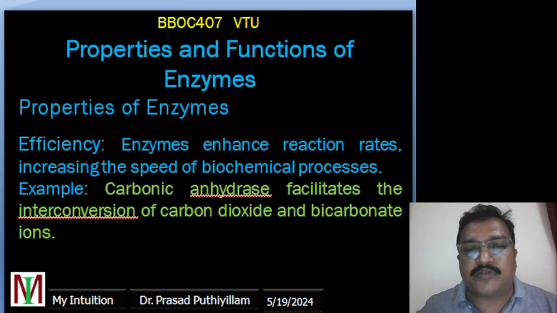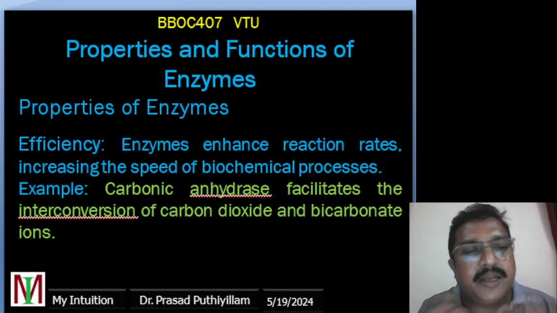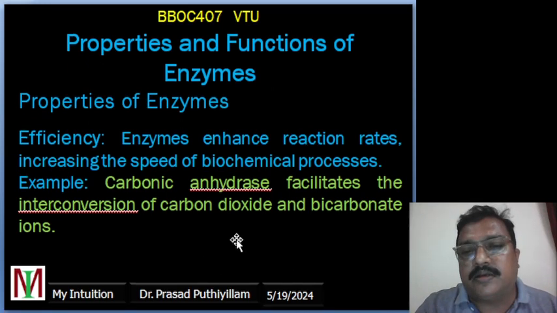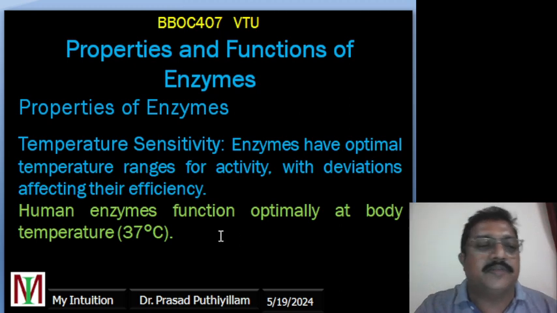The carbon dioxide has to reach back to our lung so that it can be taken out. The carbonic anhydrase is so efficient that it can convert millions of molecules of carbon dioxide every second. Then the next property, that is the temperature sensitivity.